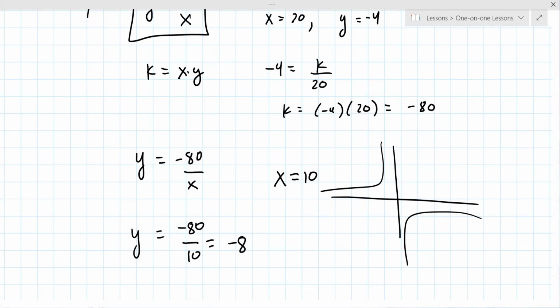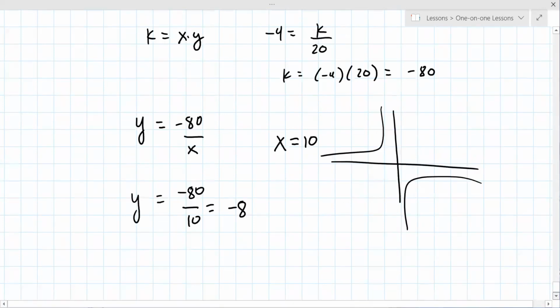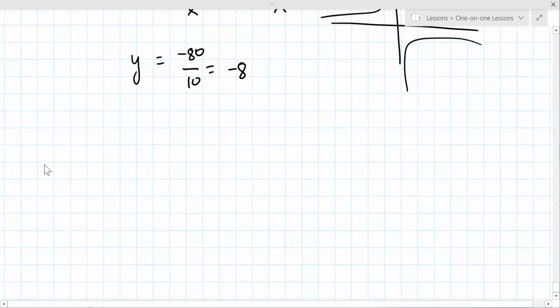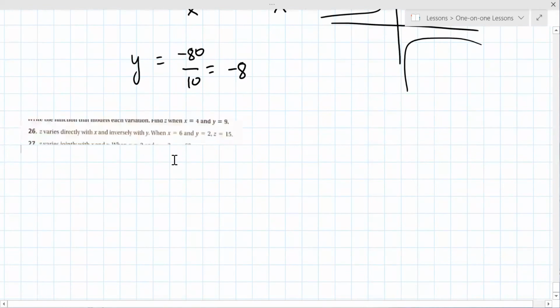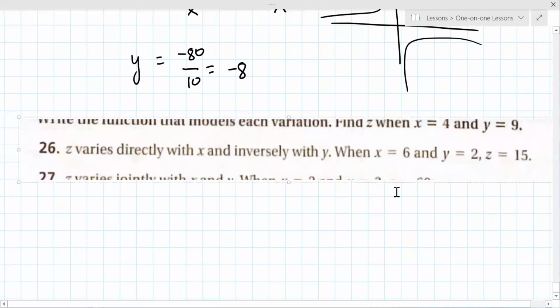Okay, so z varies directly with x. Okay, let me snip this one in. This one's got more words to it. So directly means you multiply, inversely means you divide. Let me get this snipped in. So z varies directly with x and inversely with y. So that's this. K is always on top.